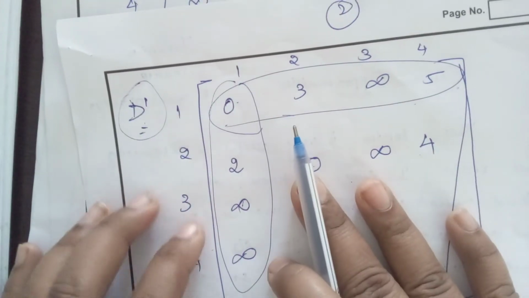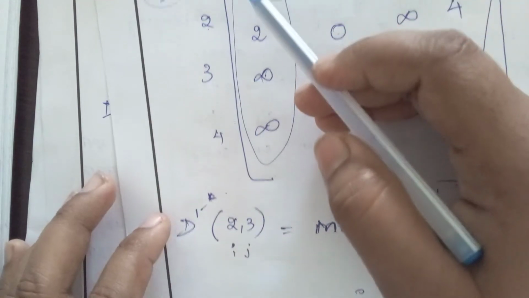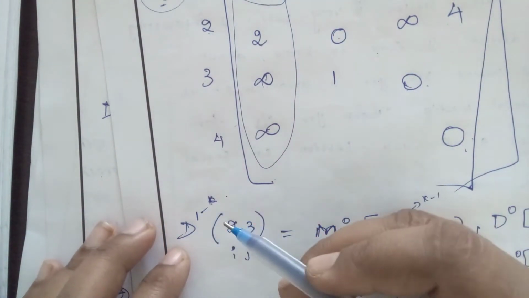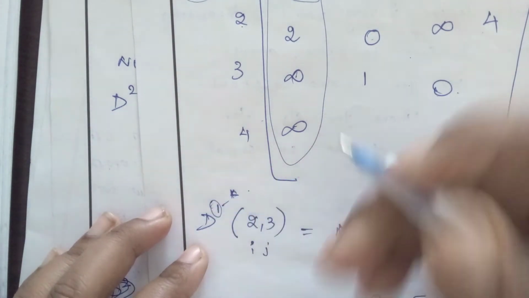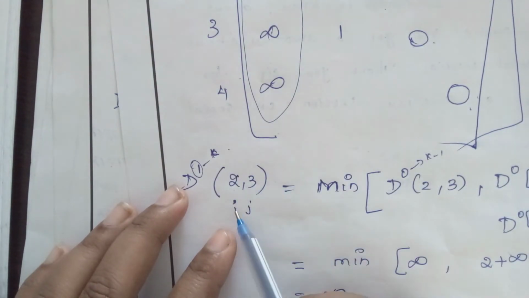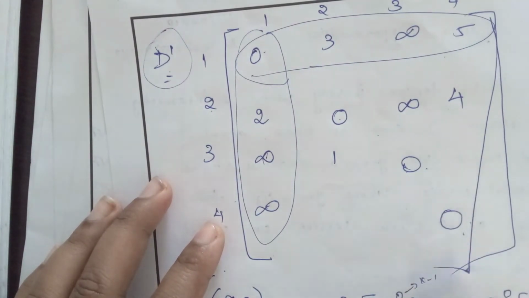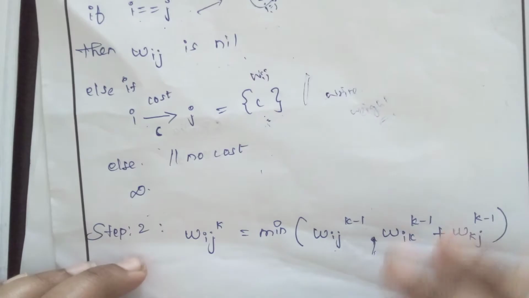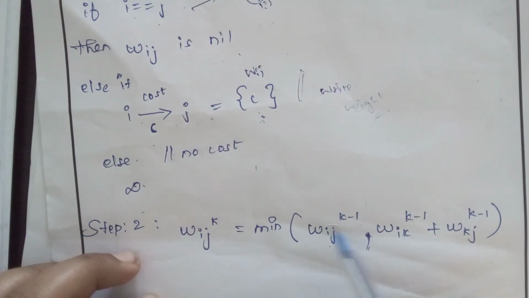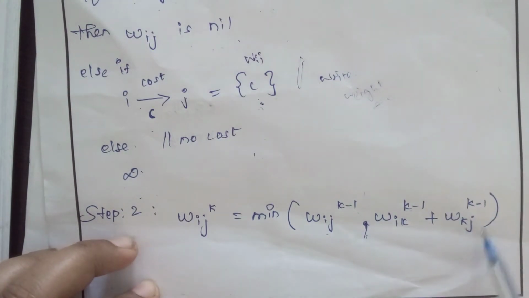See how I can find it. See I have D1 values. Here 1 means nothing but in the formula that is the k value. Yeah, 2 comma 3 is nothing but i comma j. I have to fill these values, and for that I am going with the formula. I have shown the weight formula: min of w i j k minus 1, w i k k minus 1 plus w k j k minus 1.